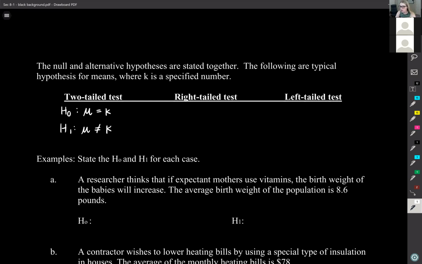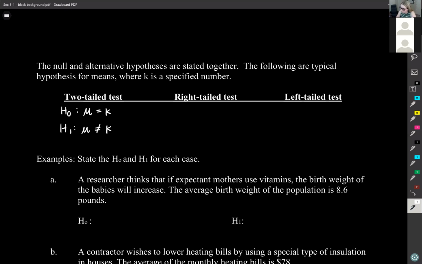So the reason this is called a two-tailed test is because for mu to not be equal to k, it could fall on either side of k. It could either be less than k or it could be greater than k. So we call that a two-tailed test because there's two sides that we're considering. So either it's on the right side of k or it's on the left side of k if it's not equal to it.